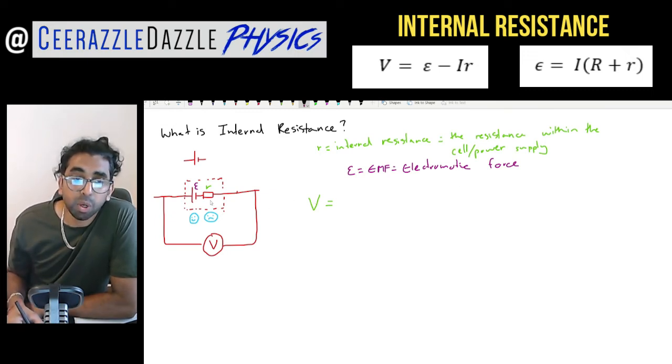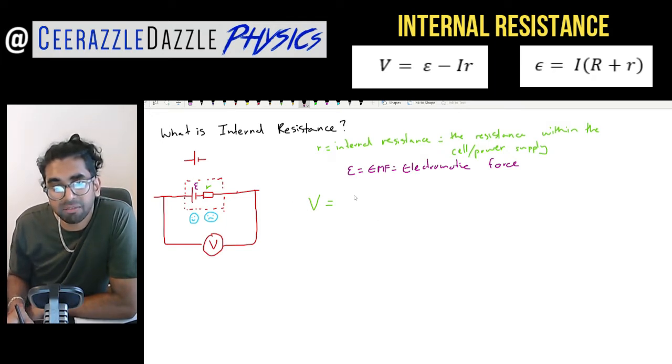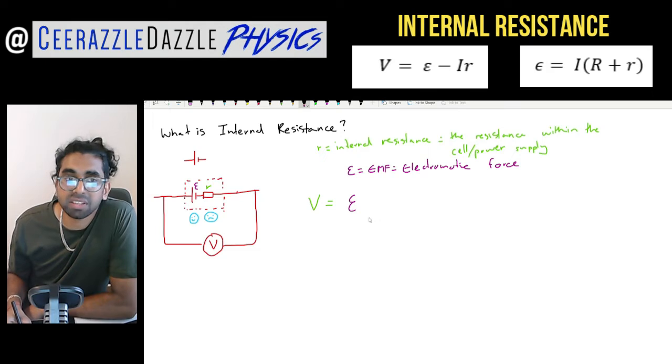Right, so we can now try and get an expression for the voltage coming out. How much would the voltage be coming out here? Well, obviously it will be equal to the voltage which is trying to come out from the EMF, epsilon, but we are going to have to subtract the voltage lost across the internal resistance over here.